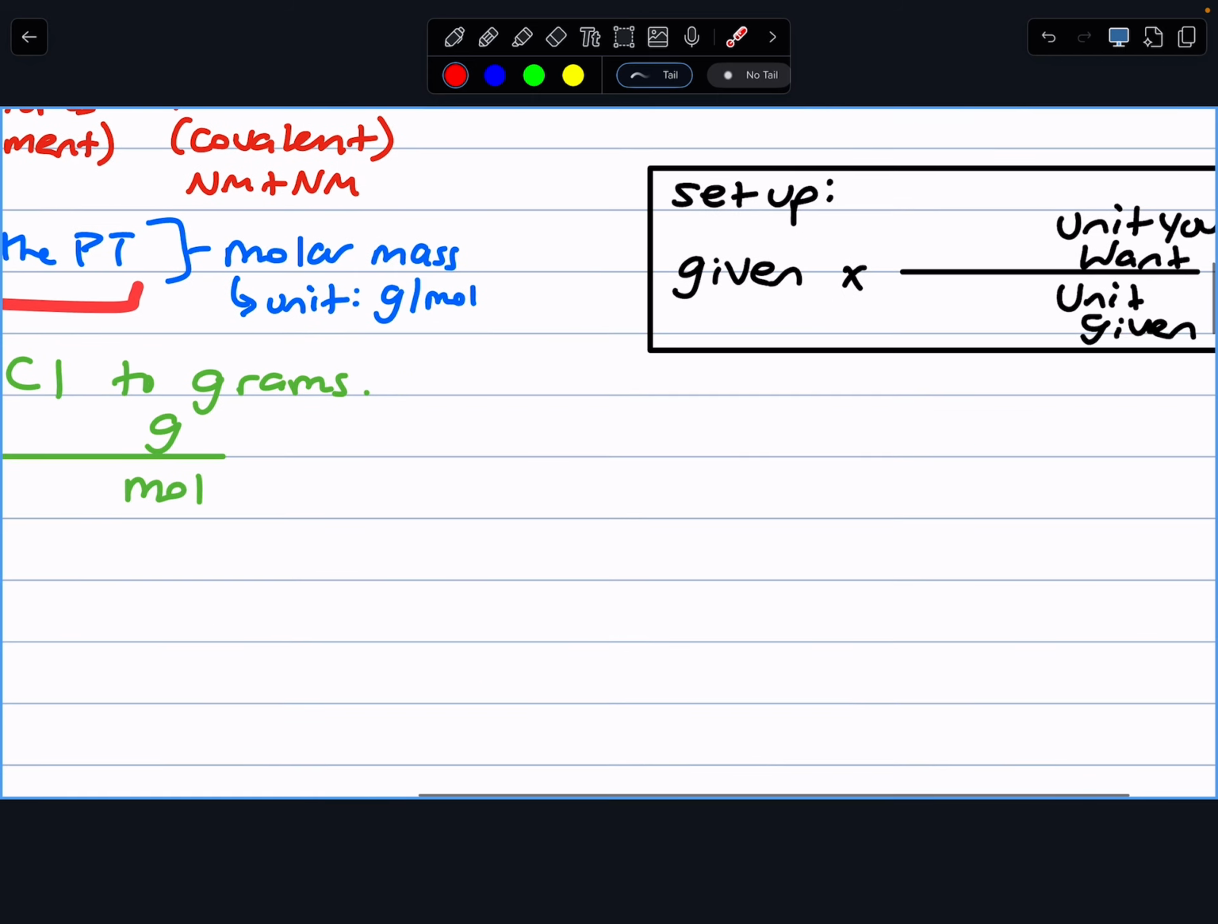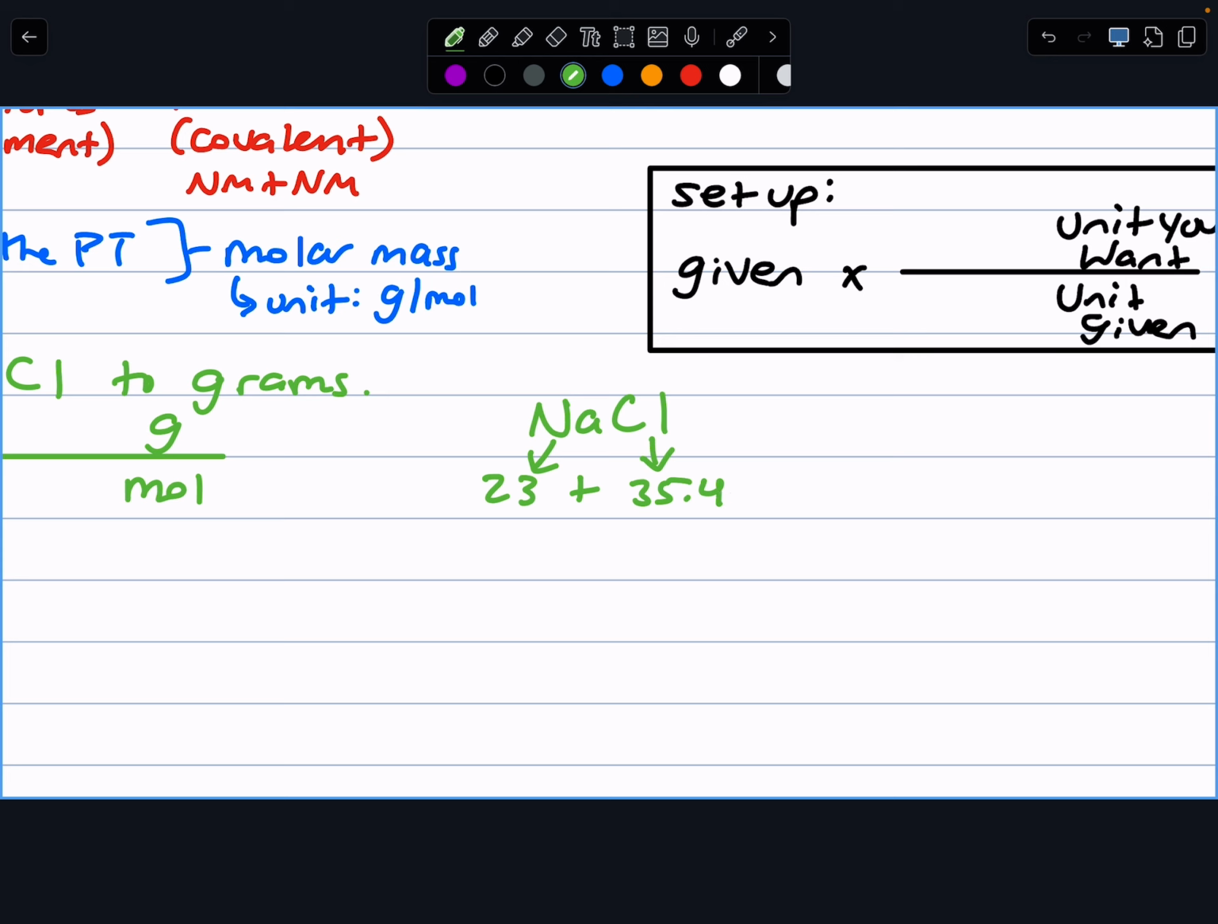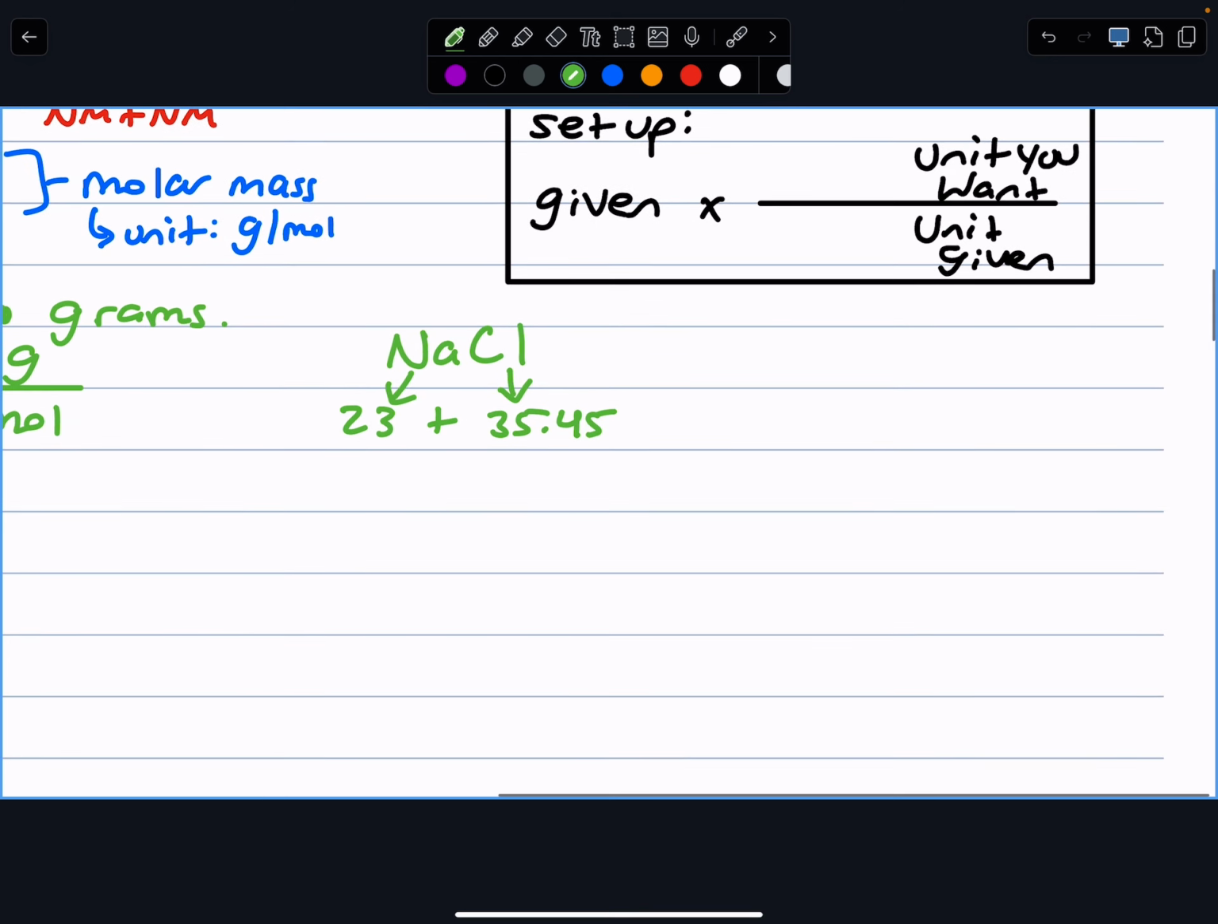How can I find the molar mass of a compound? You find each and you add it. Good. You find each mass on the periodic table, you add it up. What is sodium? 22. Well, it's 23. Yes, we round that one to 23. Plus, what's chlorine's molar mass? 35.45. Okay, there are only like 5 of them that you actually round. The rest you write exactly the way you see it on the table.